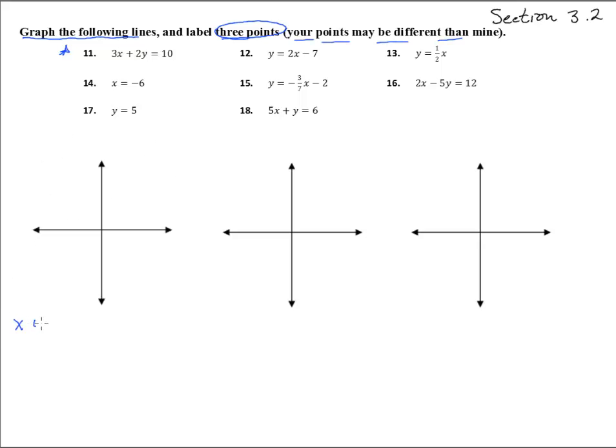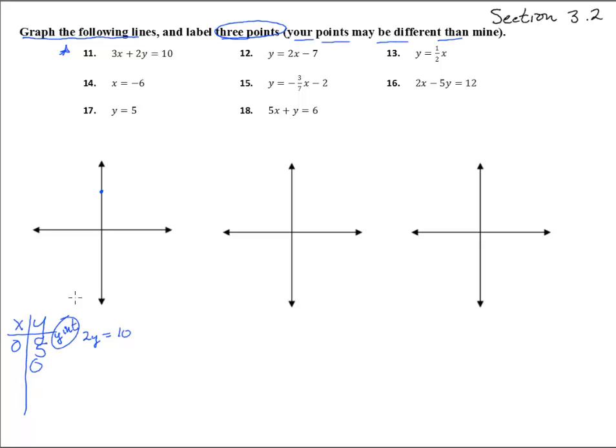So I'm going to do this little XY chart down here. Let's get 3 of these points. I like the y-intercept, so I'm going to pick a 0 there and a 0 there. That'll give me some good intercepts to work with, and then we'll pick one other one. So if we put a 0 in there, we get 2y equals 10, so y equals 5. So 0, 5 is the y-intercept. Let's write that down because that's important.